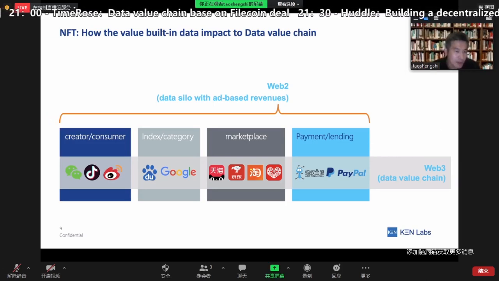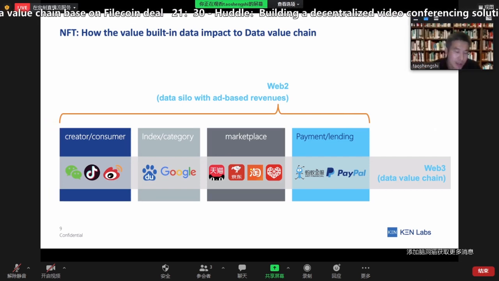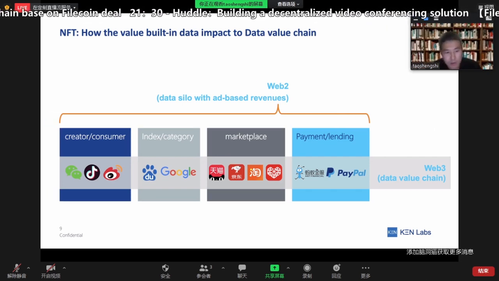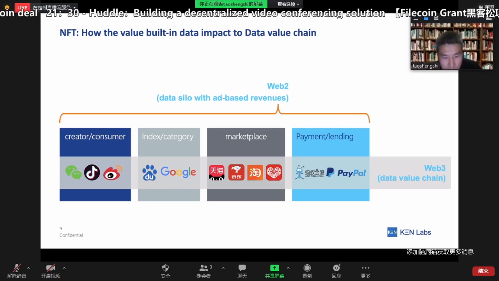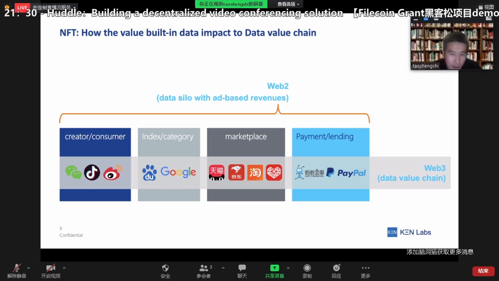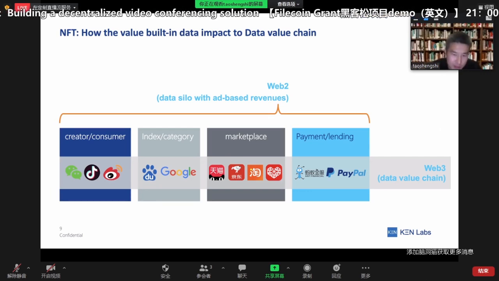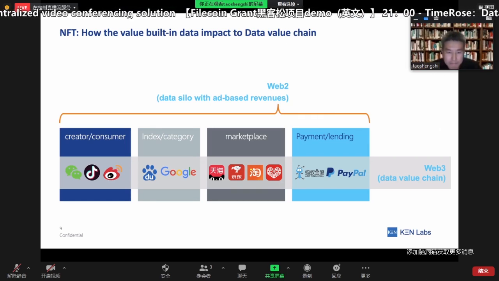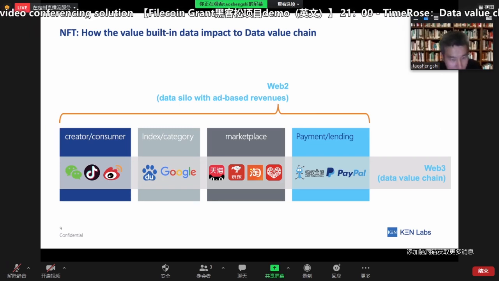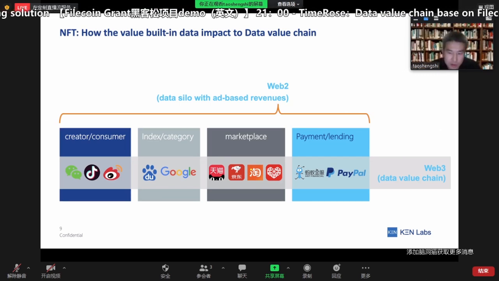You can think of creator and consumer as WeChat, TikTok and Weibo applications. The index and category applications are Baidu and Google, information index and category. For the marketplace, you can think of Alibaba, Taobao, Jingdong and Pinduoduo. These applications are a kind of marketplace, but can also be a data marketplace. And leveraging these components, they can do payment and lending services for the users.